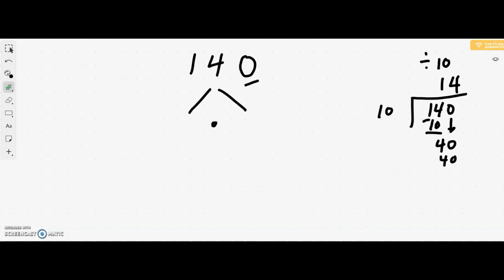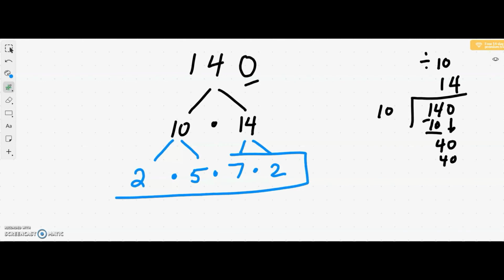So what I just did was come up with 2 factors: 10 times 14. Now once I've done that initial section, I can easily break down 10. 10 breaks down to 2 times 5, and 14 breaks down to 7 times 2, and there is my final answer, because I can't break any of these other numbers down. 2 you can't break down, because the only way is 2 times 1. The only way you can break 5 down is 5 times 1. And the only way you can break down 7 is 7 times 1, and the same goes for 2 again, 2 times 1.